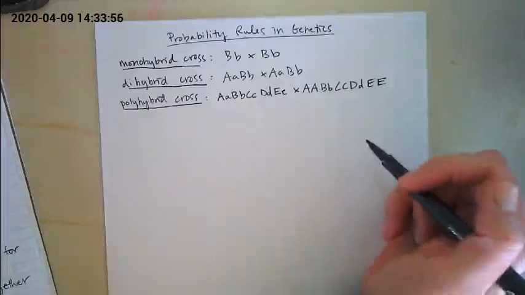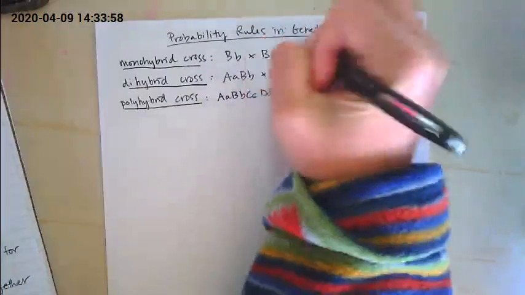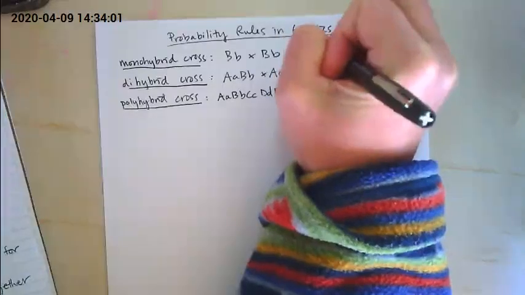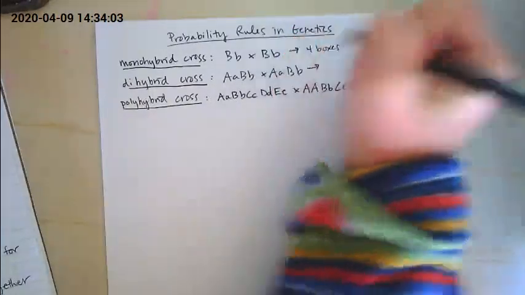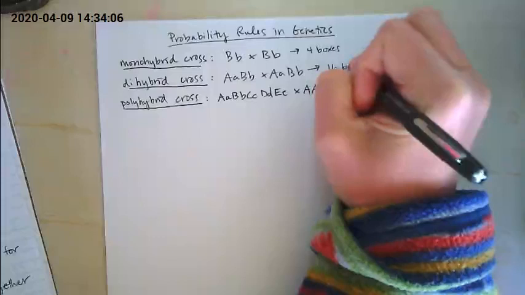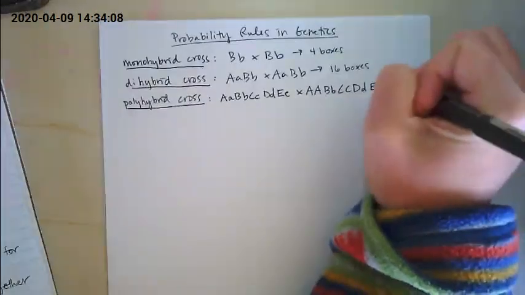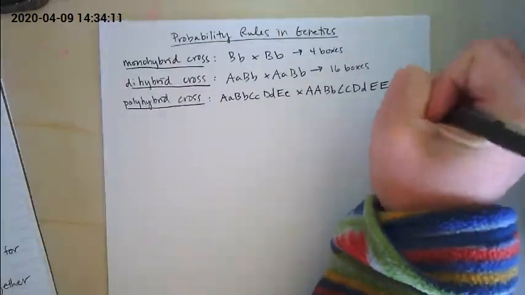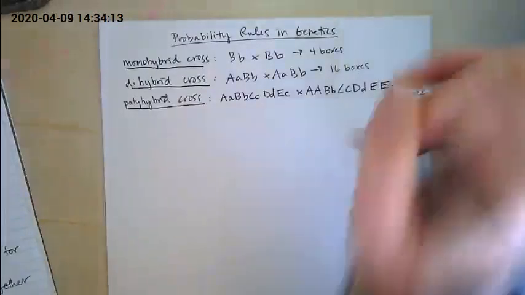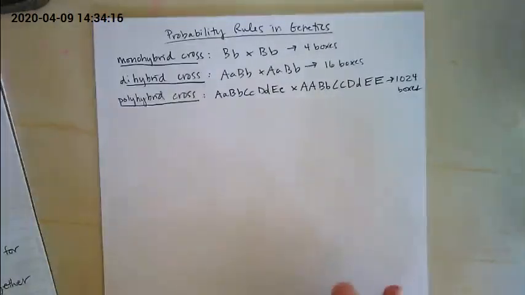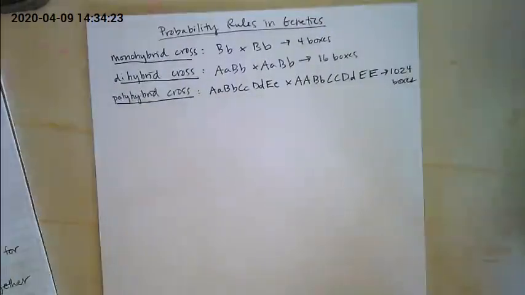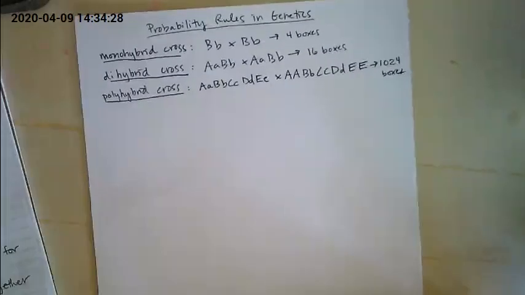1,024 boxes. A monohybrid cross gave us just 4 boxes, easy peasy. Dihybrid is a little complicated. We have to use 16 boxes. And for this you would have to draw 1,024 boxes. It wouldn't be worth your time. It would take you hours to complete one problem when you could just use simple math, just multiplying fractions, to speed that process up. So what is a probability rule?